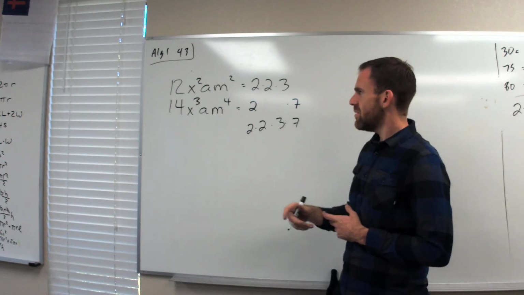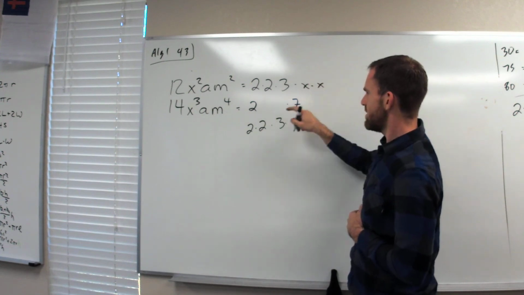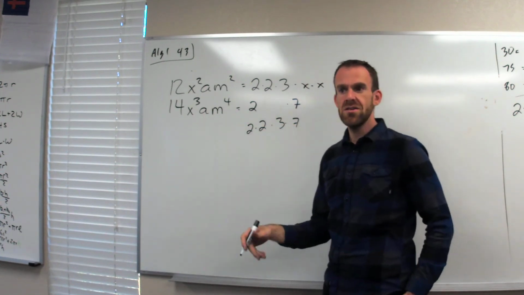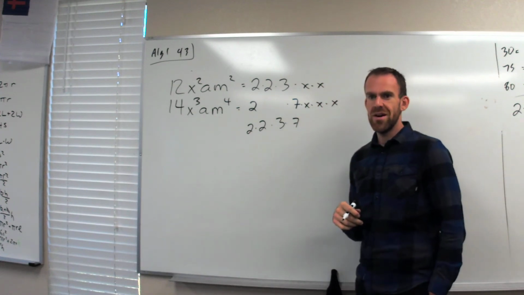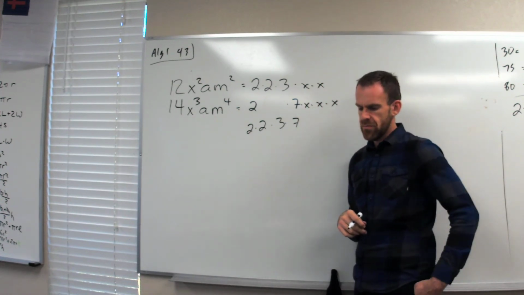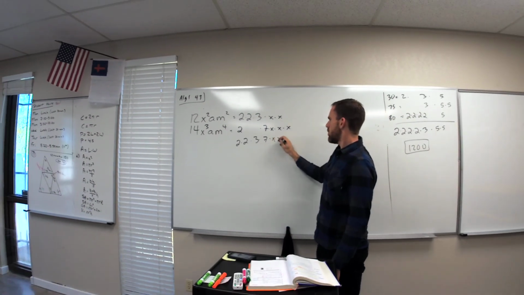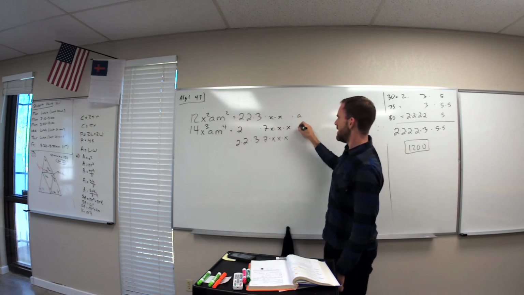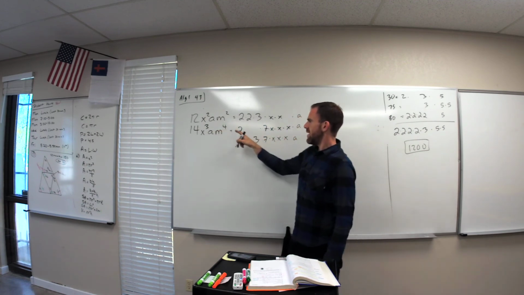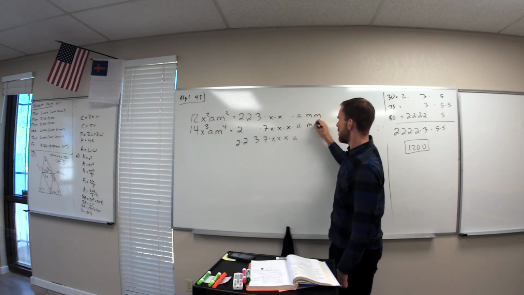What else do I need? Well, this has x squared, which means x times x. This one has x cubed. How many x's do I need? 3. Now I have a in both of them. How many a's do I need? 1. I have m squared and m to the 4th. How many m's do I need? 4.